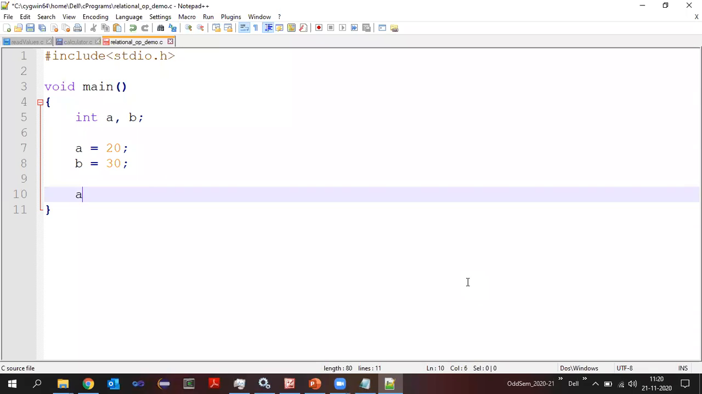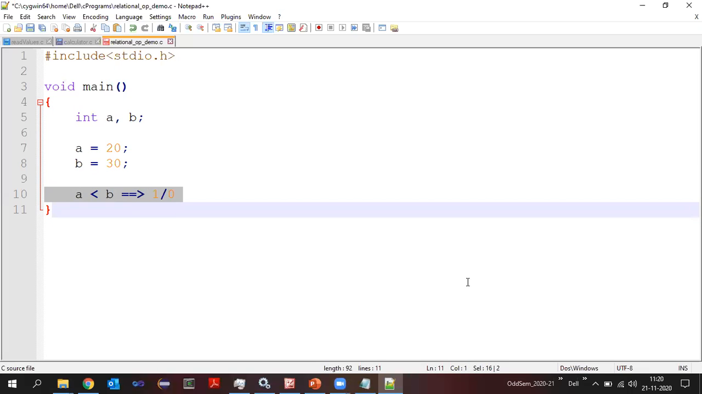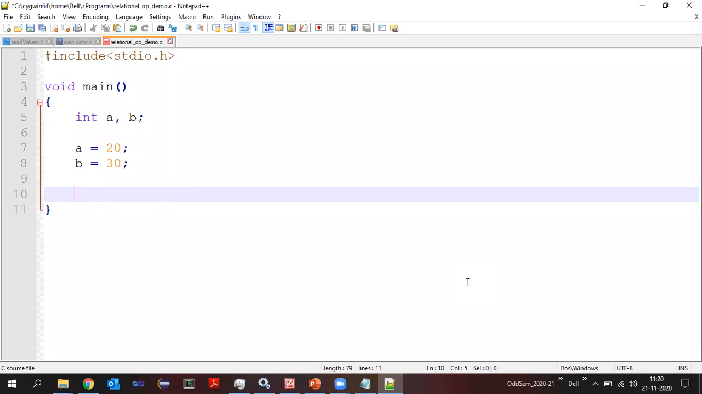Now I know that whenever we check a less than b, it is going to give me values in terms of numbers, 1 and 0. Understand here. A less than b, what will it give? It will give the corresponding values in the format of 1 or 0. If it is true, it will give 1. If it is false, it will give 0. That means these 1 and 0 are integer numbers. Now you see here how I construct the printf statement.